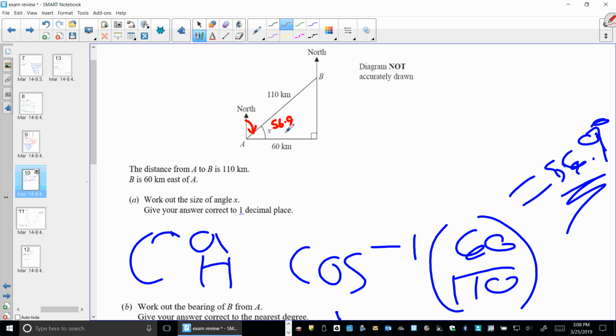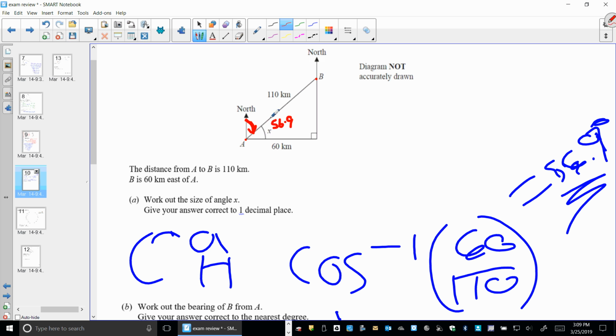Okay? So a bearing is measured from north in a clockwise direction. So if they want the bearing of B from A, remember wherever it's from is where you draw your north line. So that goes up here. So they want to know this angle here. So it'd be 90 minus. And because we know this is 90, it's going to be 90 minus whatever this was.